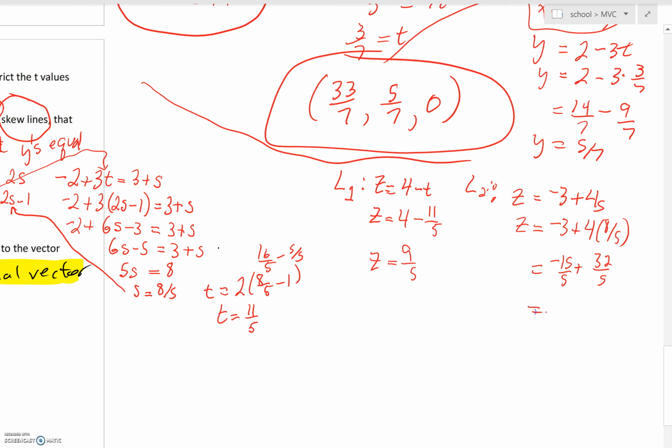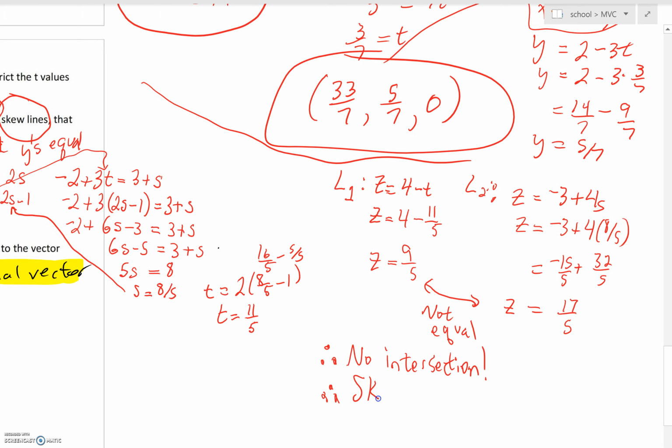And as we would add this together, I think the most immediate thing that you're going to notice is you don't get the answer that we just came up with. Instead, you'd get 17/5, wouldn't you? And these are not equal. What does that mean? To intersect, not only would your x and y's have to be the same, your z's would have to be the same. So therefore, there's no intersection of these lines in space. We already saw that they're not parallel. So therefore, these lines are skew.